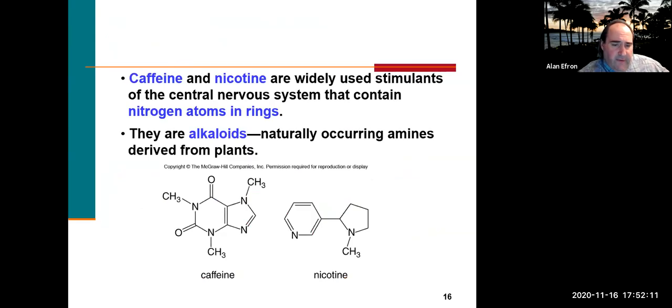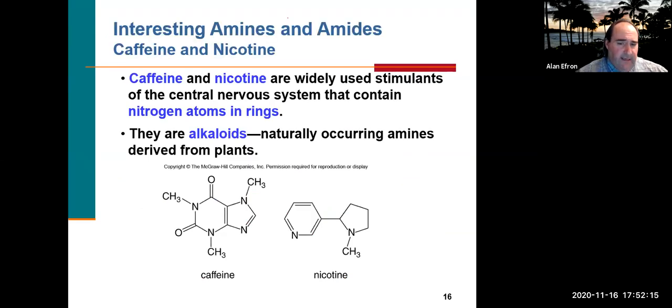So a lot of amides are seen in things like caffeine, nicotine, are these nitrogen containing guys, these alkaloids are sometimes called. And again, on the left there is caffeine. On the right there is nicotine. Again, these nitrogen containing guys of amines and amides that are happening.